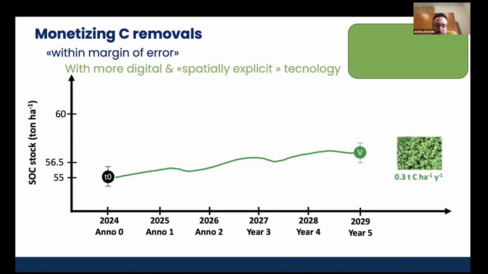But how to do it? We need more digital and spatially explicit technologies. In our case, for example, smart soil sampling. We identify the minimum but representative number of samples to initialize the soil carbon model. We also need to use, because of the economic situation of our value chain, proximal soil sensors. But we need calibrated and validated models, as I said, and to reduce the data entry burden of farm activity data.